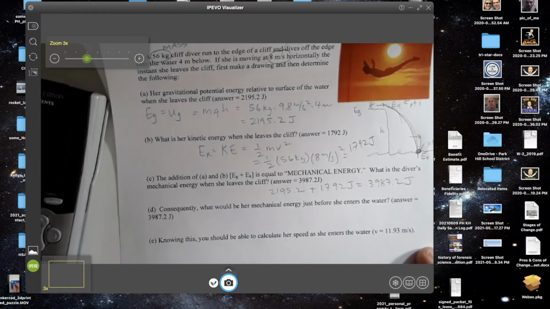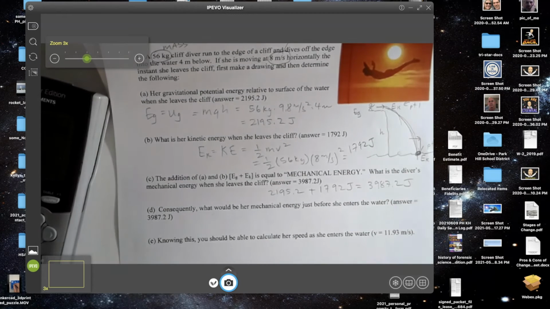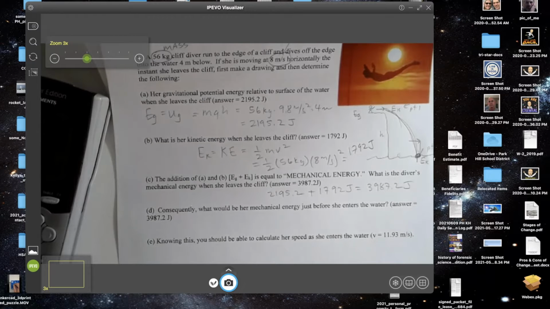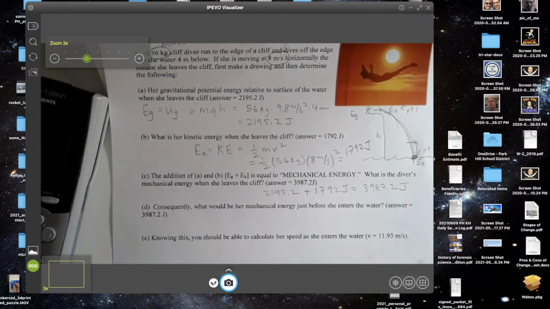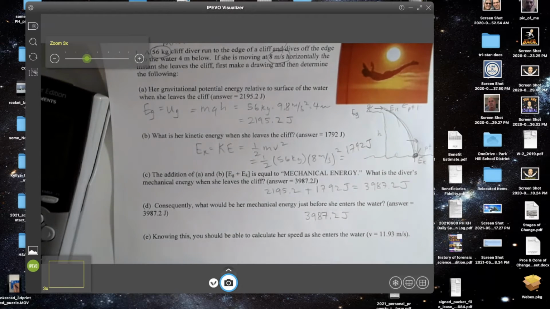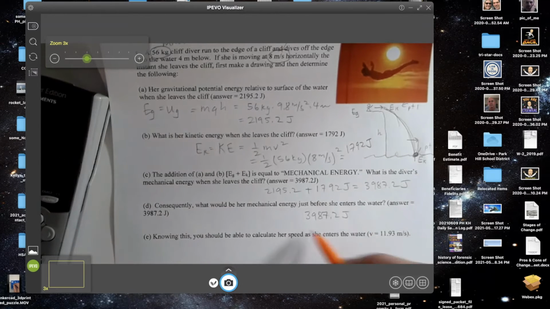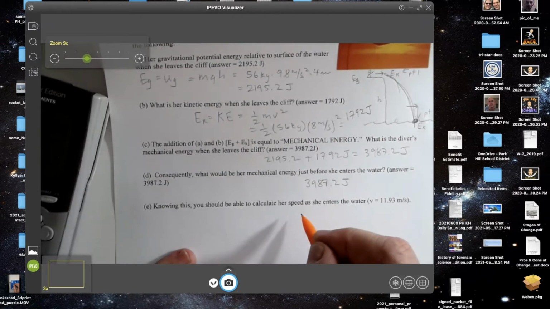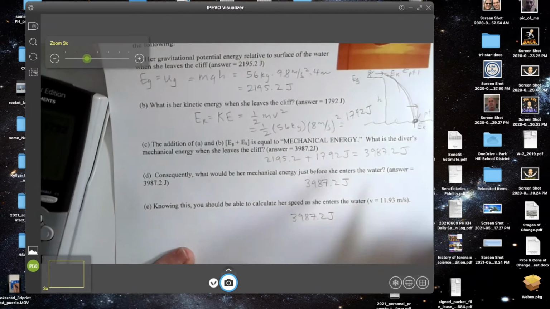So, barring any dissipative effects, which we're going to ignore in this problem, this mechanical energy will remain the same. So her total energy remains the same throughout this trajectory. We'd like to get her speed when she enters the water. Well, she's got all of that energy here. So this is her total energy along that trajectory.